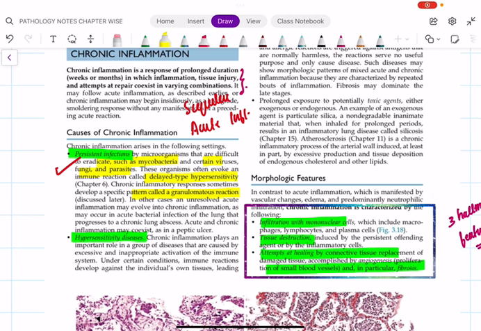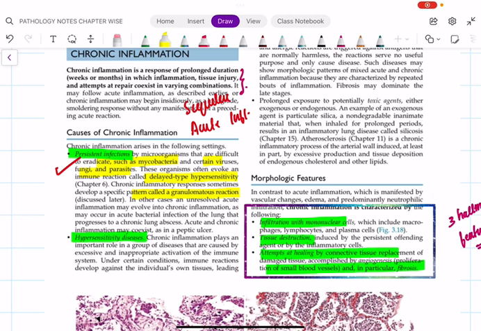So in persistent infection, for example Mycobacterium tuberculosis, it is a highly resistant bacterium. It can easily evade and protect itself from our body's immune attack, so it is very difficult to eradicate. Our body takes a lot of time to eradicate this organism. So as a result, the inflammation will progress over a very long period of time. That is why TB is one of the best typical examples of a chronic disease.